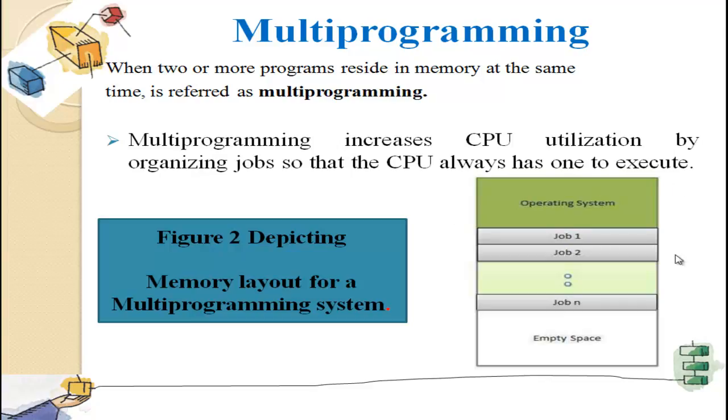You can see the picture over here. We can have a number of jobs in the memory. These jobs can be executed at the same time by the operating system. So we can say that when two or more programs reside in memory at the same time, it is referred to as multi-programming. Now what is the benefit of this multi-programming? It increases CPU utilization by organizing jobs so that the CPU always has one to execute. That means the CPU will never remain idle. Whenever you have a number of programs in the memory, we can always have one to execute.